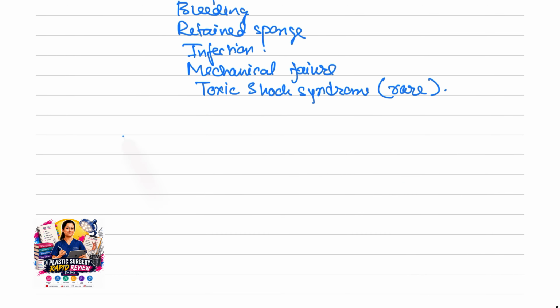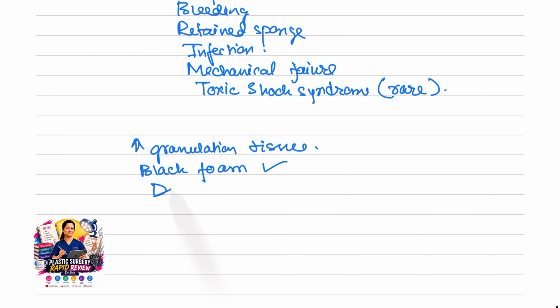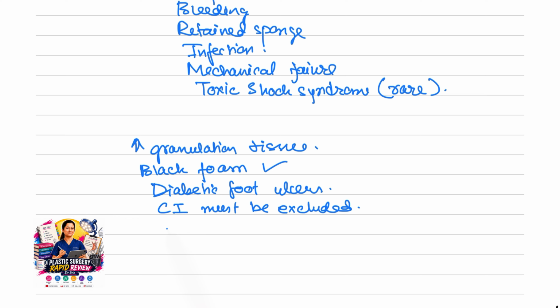So to summarize, NPWT promotes faster granulation tissue. The black foam is most commonly used. NPWT is highly effective for diabetic foot ulcers. Contraindications must always be excluded before its use.